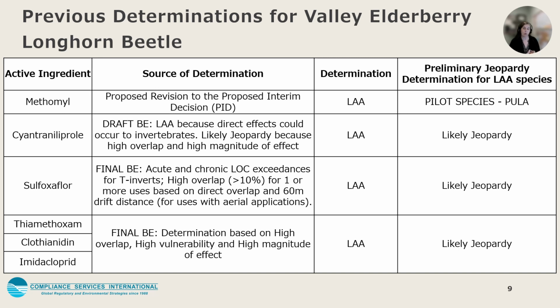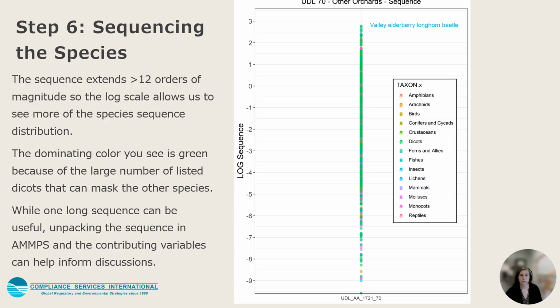In methomyl, the valley elderberry longhorn beetle was a pilot species for which EPA developed a PULA to go along with that, and that is in that proposed interim decision. Through this presentation, we want to demonstrate why this species is at the top of the sequence and how AMPs can be utilized to inform these discussions.